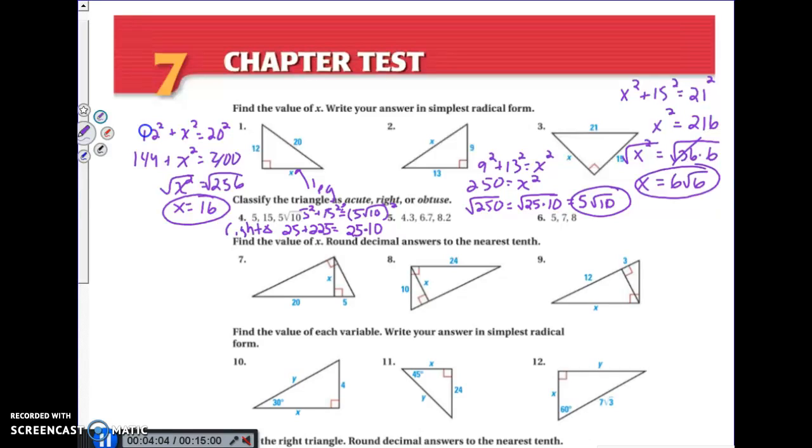4.3 squared plus 6.7 squared gave me 63.38. And then I'm comparing that to 8.2 squared, which was 67.24. So which side looks bigger? Clearly the c squared side is bigger. So, since the c side is bigger, it's obtuse. And then finally, number 6.